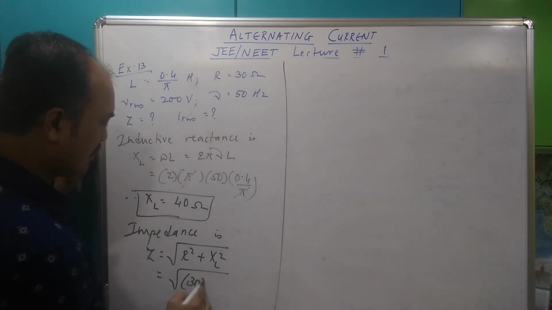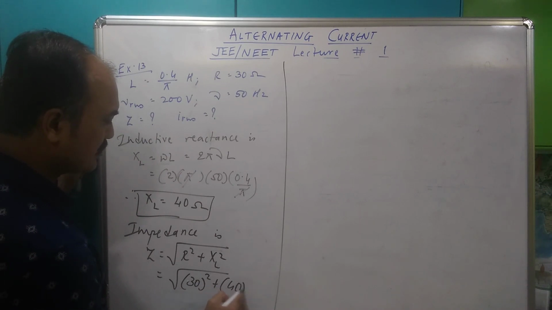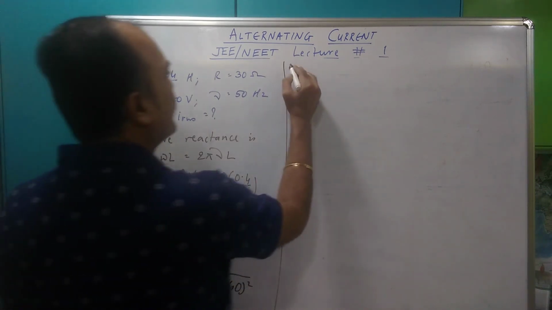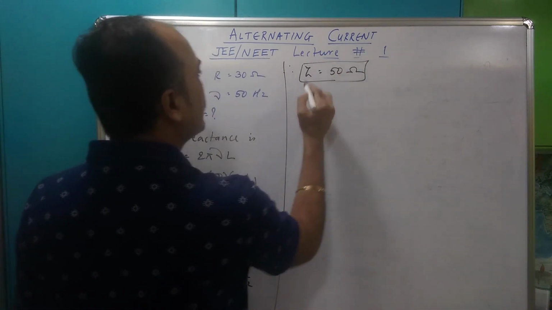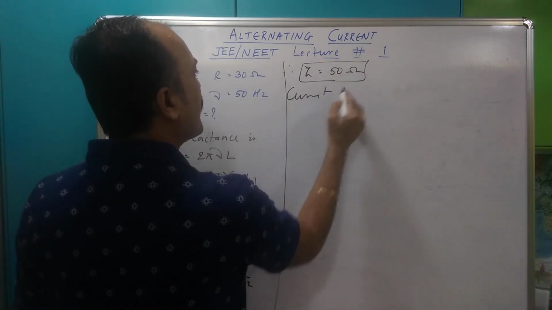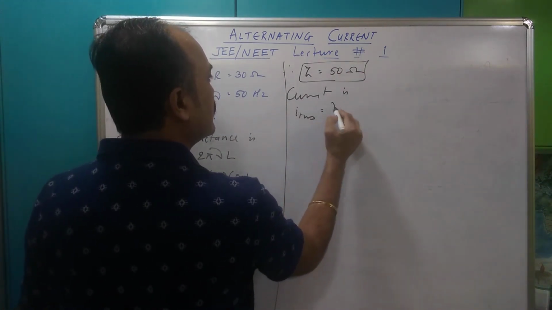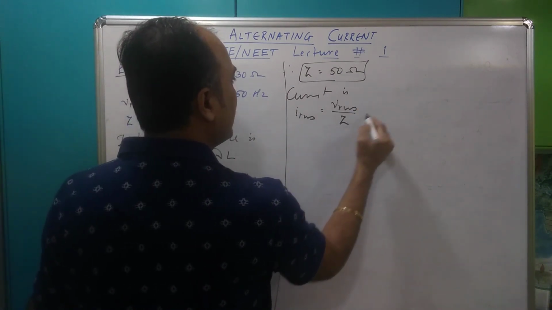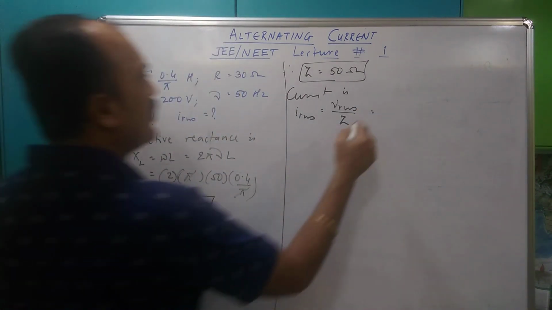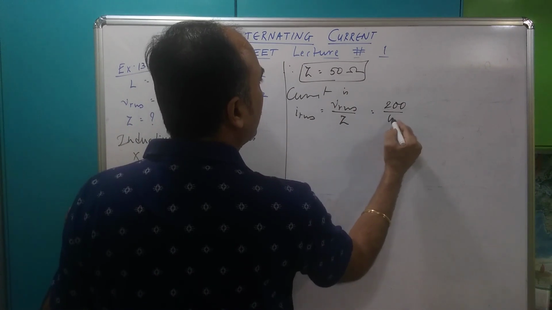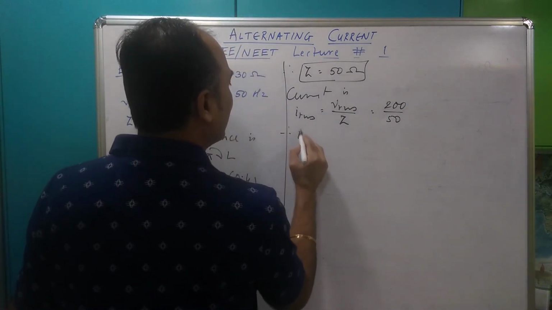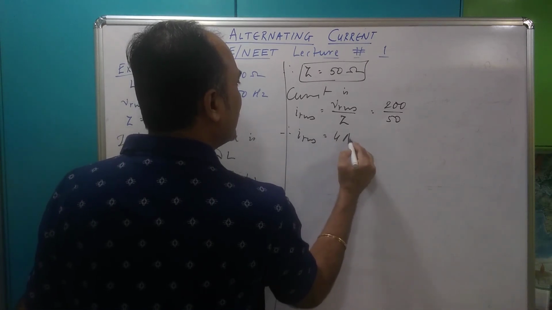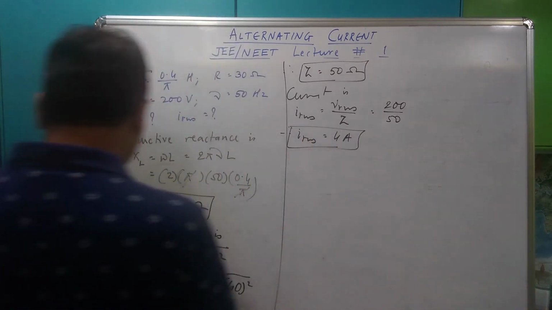R is 30 ohm, XL is 40 ohm, and Z is 50. No doubt about that. What else do they want? Current, right? So current, IRMS is VRMS by Z. VRMS is how much? 200. Oh, 200 by 50. I have written the answer here itself. So IRMS is 4 amp. What say, buddy? Check that.